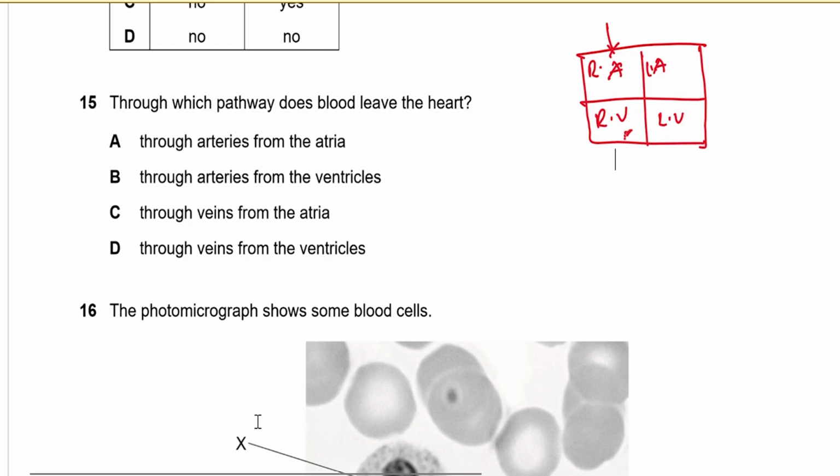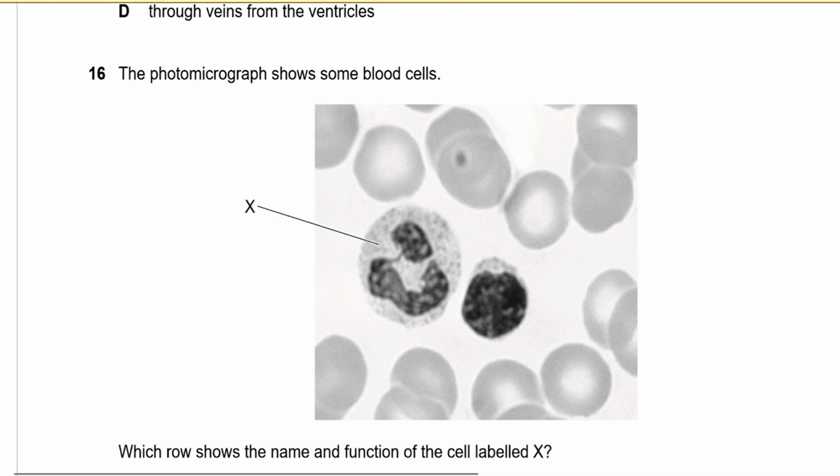Then through which pathway does blood leave the heart? So it will definitely go from the ventricles to what? To the arteries. Okay, the photomicrograph shows some blood cells.